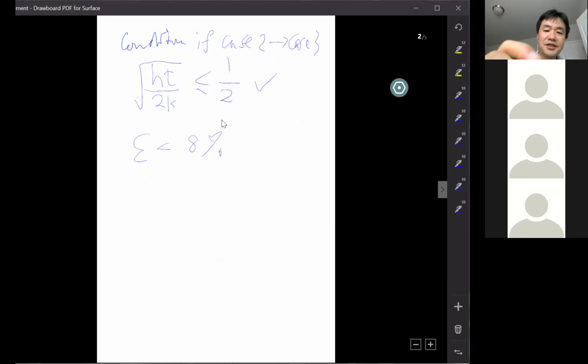So this check is important. It's not only for the efficiency, but also for all the calculations for case 2: temperature, total heat loss, heat transfer rate, everything. If this condition is satisfied, you can just apply all the case 3 equations for case 2. Okay, is that good?